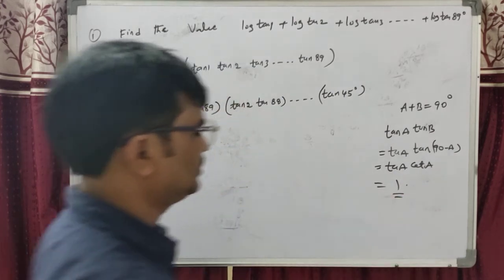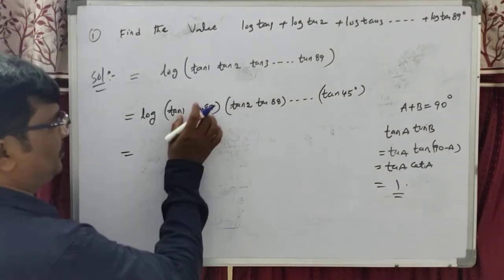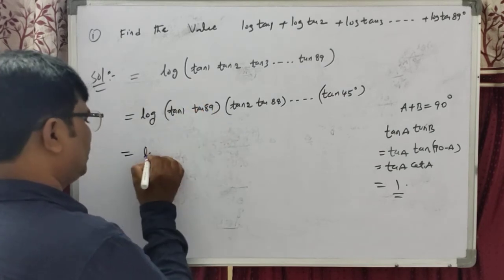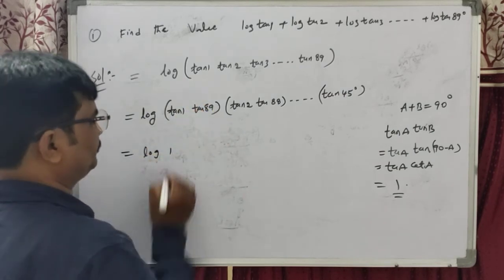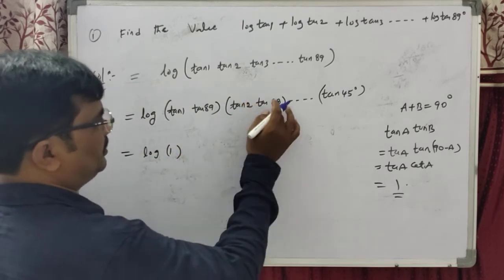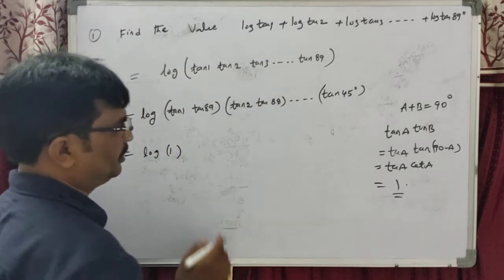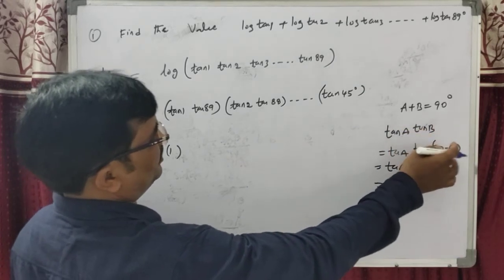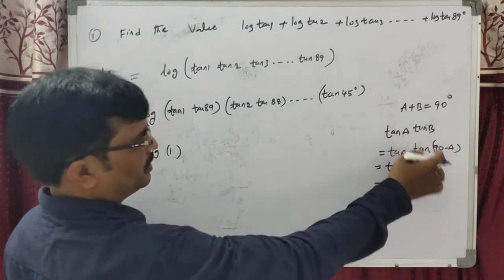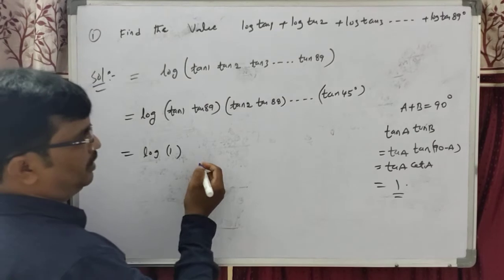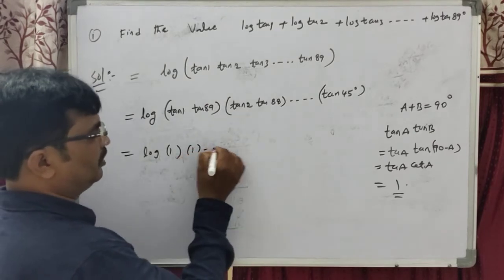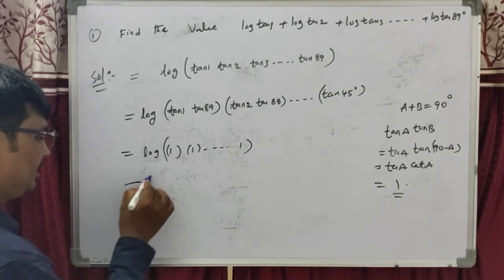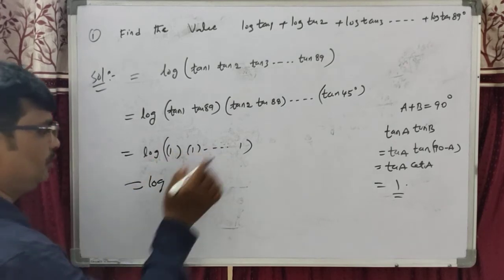So, dear students, when the sum of the angles A plus B is 90, tan A into tan B is 1. Similarly, tan 88 is tan(90 minus 2), that is cot 2; tan 2 and cot 2 cancel to give 1. And so on, up to tan 45, which is 1. Dear students, we can write this as 1 into 1 into 1, which is 1.